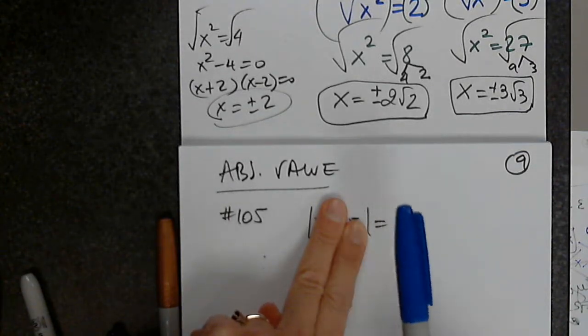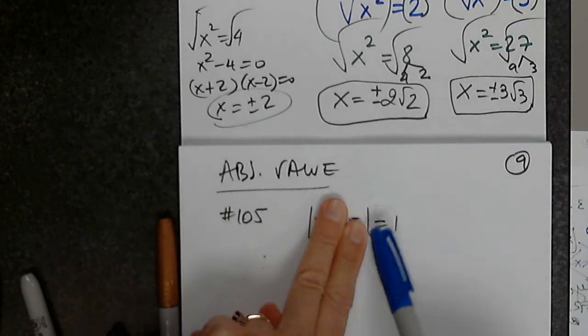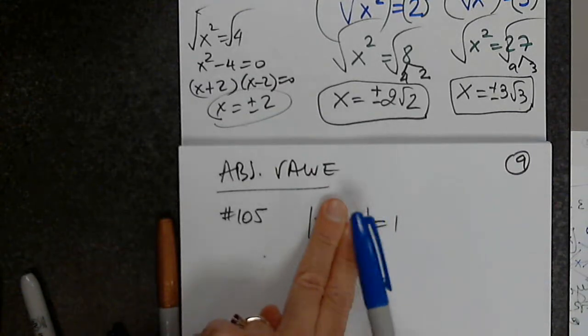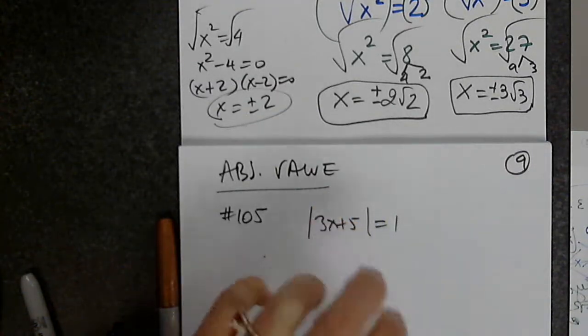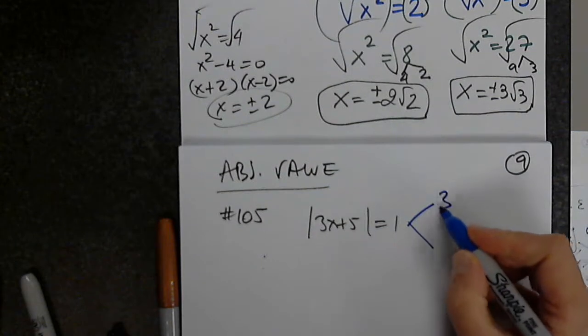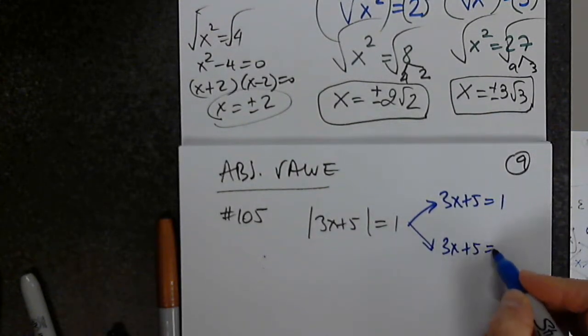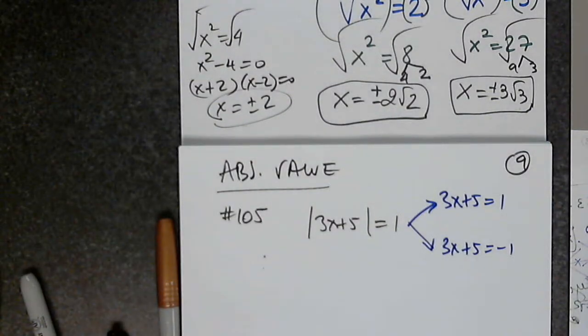How many numbers have the distance from 0? That's what this means. The distance from 0 is 1 or negative 1, which means this expression has two options. So 3x plus 5 can be 1, or 3x plus 5 can be negative 1 and nothing else.